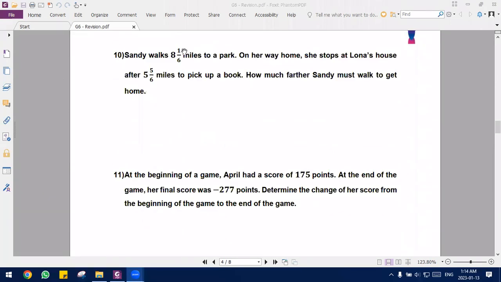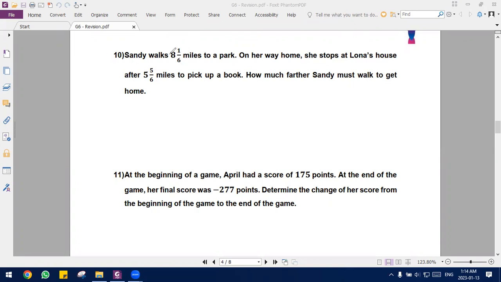Next question, question number 10. Sandy walks 8 and 1 over 6 miles to a park. On her way home, she stops at Luna's house after 5 and 5 over 6 miles to pick up a book. How much farther must Sandy walk to get home? So it was 8 and 1 over 6, and then we subtract 5 and 5 over 6 to check what is left.